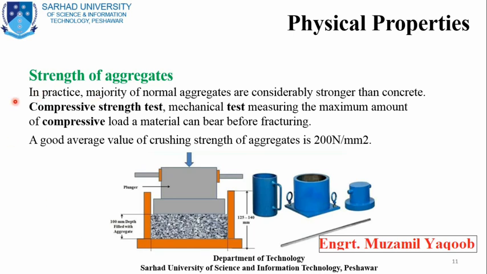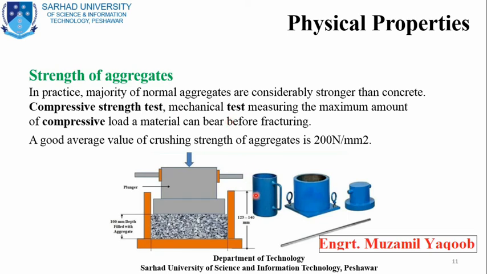In practice, the majority of normal aggregates are considerably stronger than concrete. Normal aggregates means the type of aggregates we use in our daily life. They are stronger than concrete, and experiments prove that as well. The test performed to check the strength of aggregate is known as the compressive strength test, or in other words a mechanical test. Mechanical means checking the mechanical properties of aggregate.